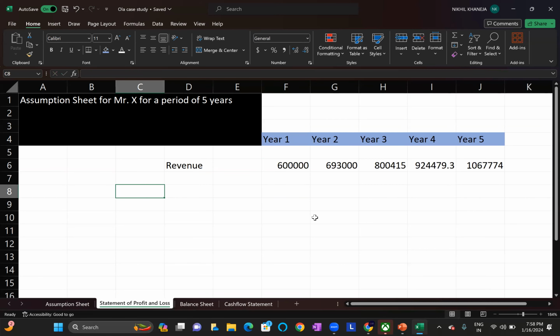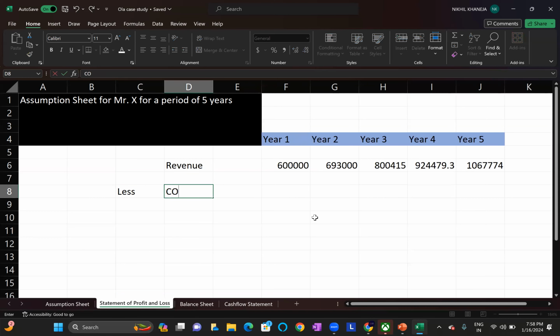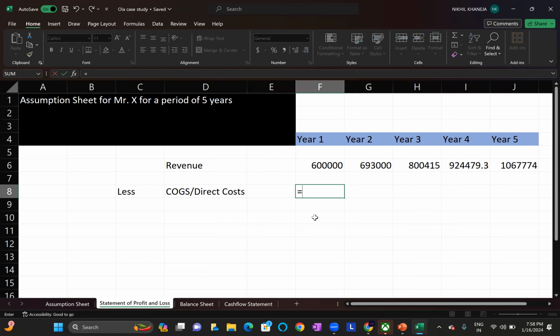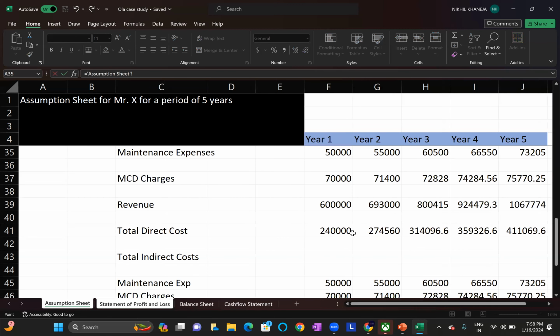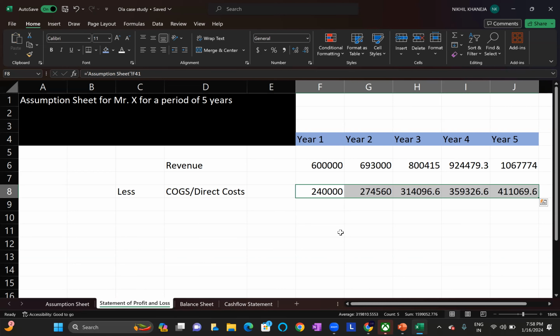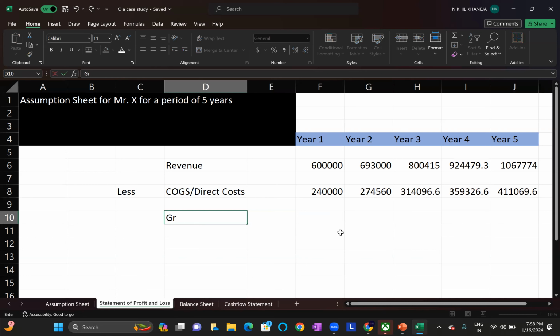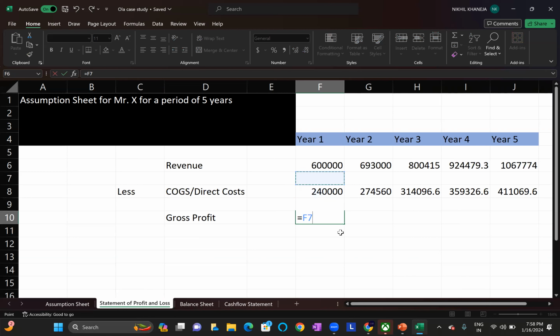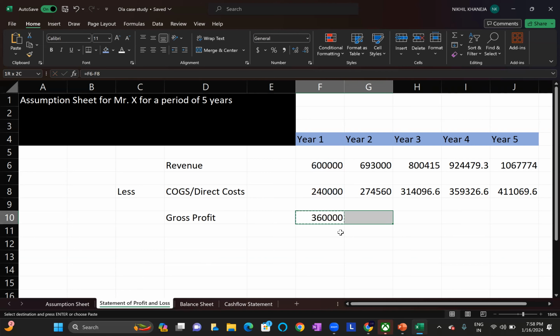Okay. Now I will reduce COGS, or I can say my direct cost. COGS means cost of goods sold. I'll be reducing it from the revenue. Assumption sheet, my direct cost, petrol expenses. So when we reduce direct cost from revenue, we get gross profit. Okay. Here, minus this COGS. This is my gross profit.